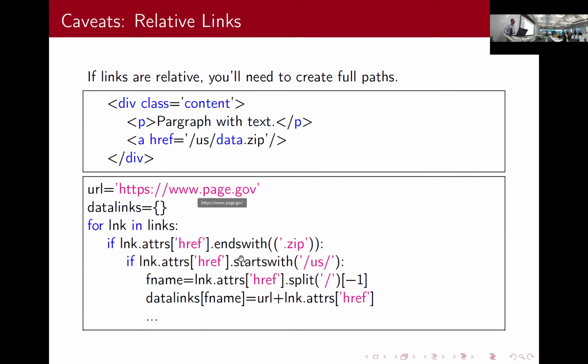And then this is just doing the things that we demonstrated in the notebook. And at the bottom, you just add them together. You take the URL and then add it to the relative link, and then you'll get the full path. And then Python will be able to do its thing.